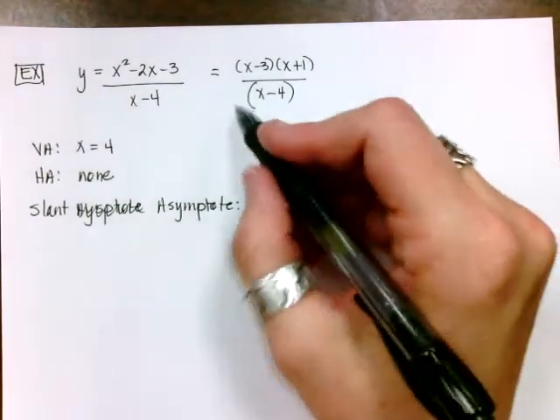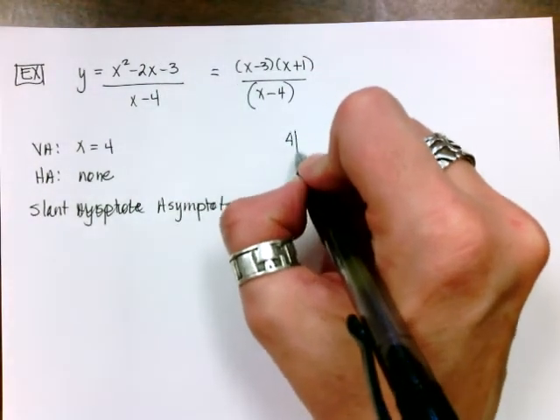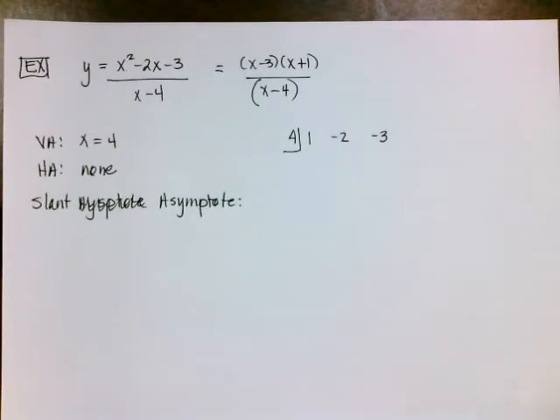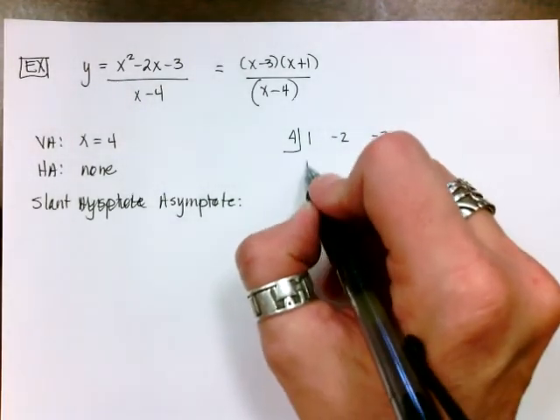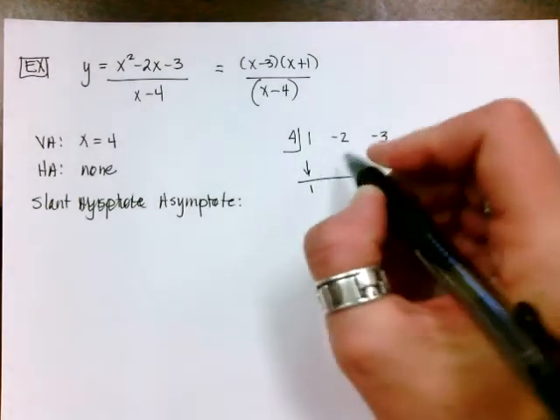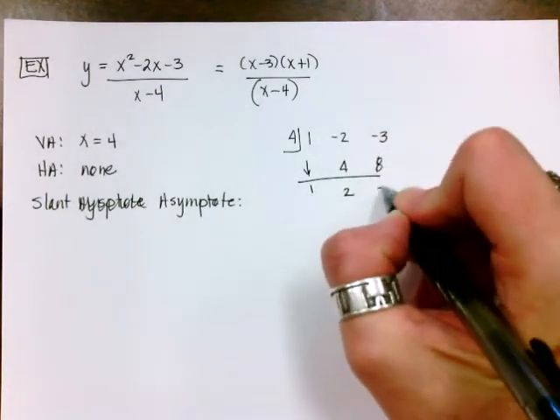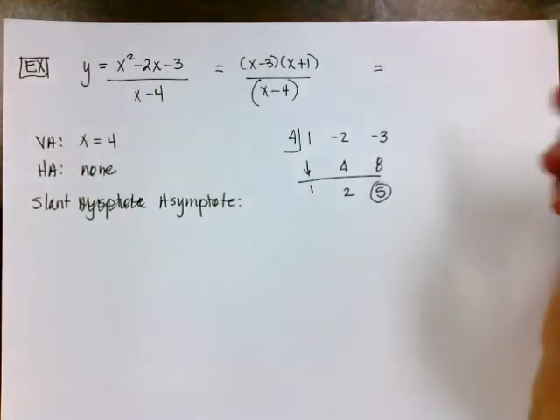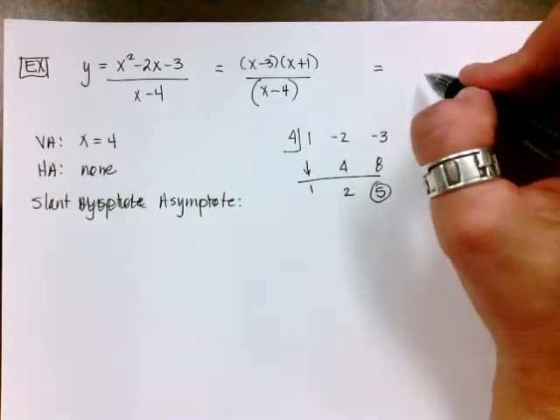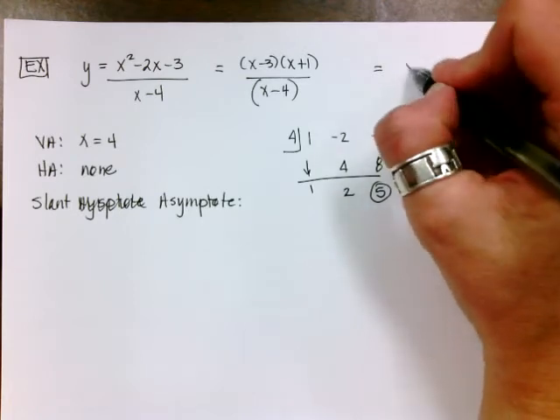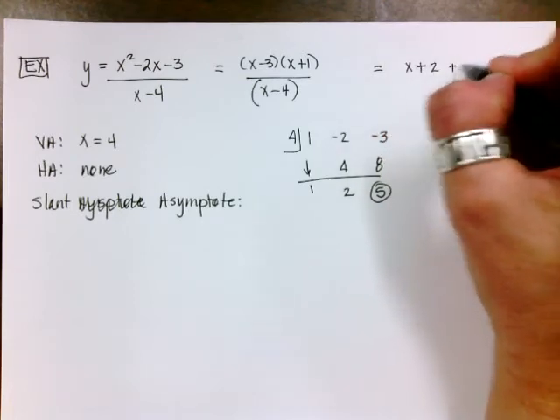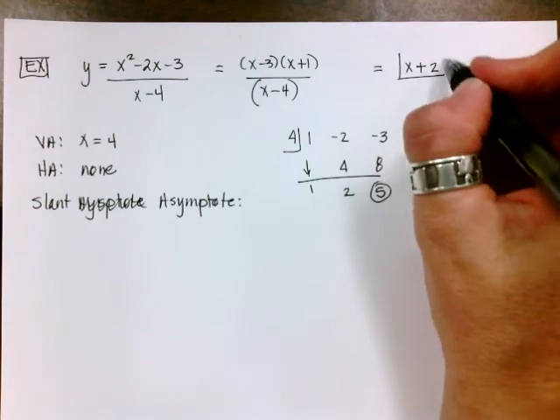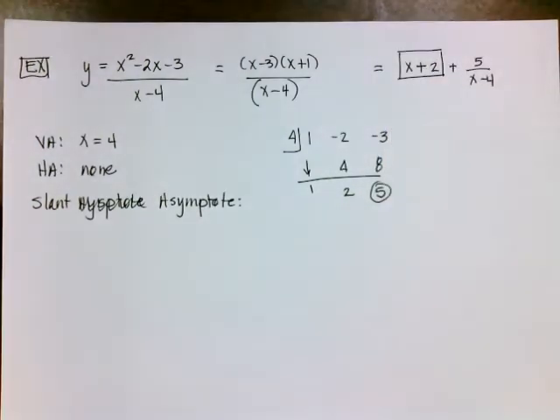All right, so what I'm going to do first is I'm going to do synthetic division. So I'm going to divide by 4, and I'm going to divide it into 1, negative 2, negative 3. So I'm dividing the bottom into the top, the denominator into the numerator. Bring down the 1. So 4, 2, 5. Okay? So remember, this is my remainder. So I could actually rewrite this particular rational expression to be, this was x squared, so x plus 2 plus 5 over x minus 4. This piece right here is called the slant asymptote, and notice that it's the equation of a line.